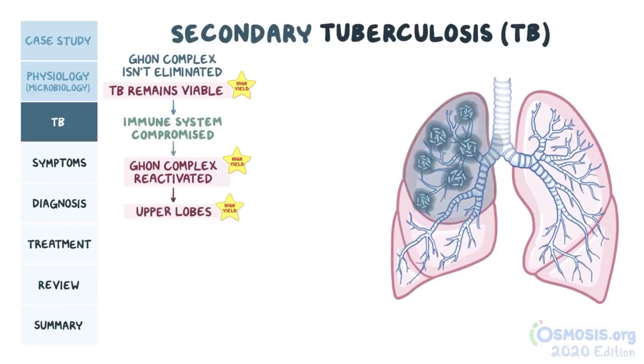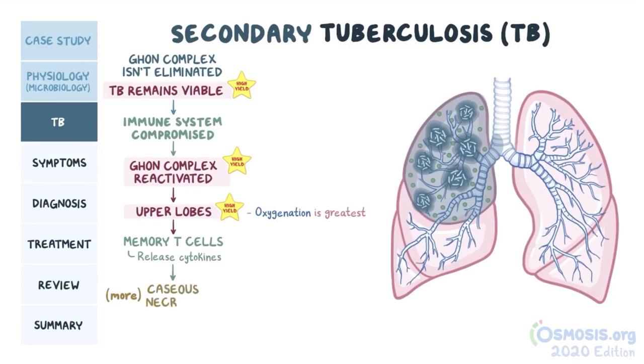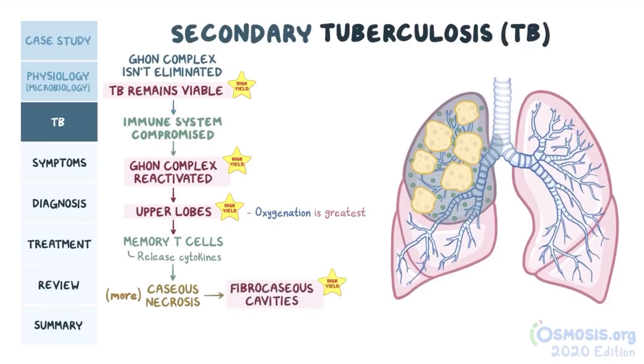of the lung, mostly because oxygenation is greatest in these areas, and TB being an aerobe prefers areas of greater oxygenation. Now, since individuals were previously exposed to the bacteria, the immune system's memory T cells quickly release cytokines to try and control the new outbreak, which forms more areas of caseous necrosis and more lung parenchyma is destroyed. If the damage is severe, it could cause fibrocaseous cavities.